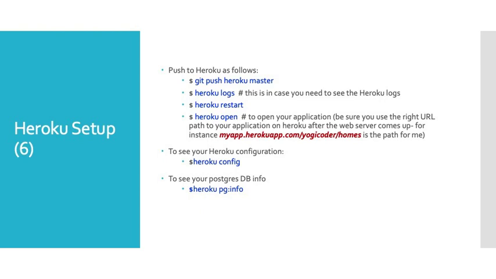For me, it was myapp.herokuapp.com, with whatever name I gave it when I set up my application on Heroku, and then it was yogicoder/homes. That's the path for me. Yours may be different depending upon how you configured your Django application. To see your Heroku configuration, very handy is heroku config. And to see your Postgres database info, also very handy, heroku pg:info.